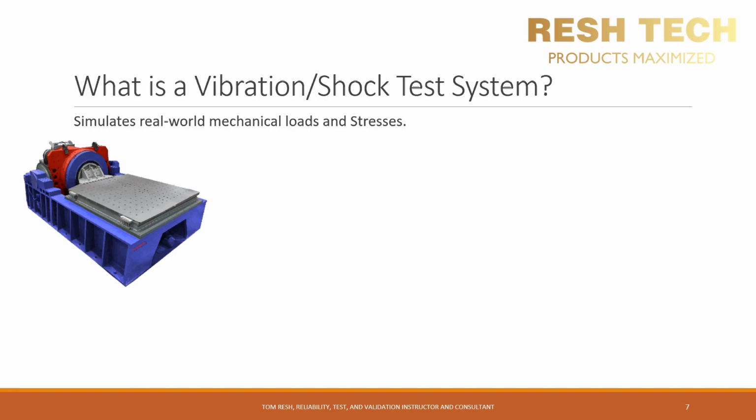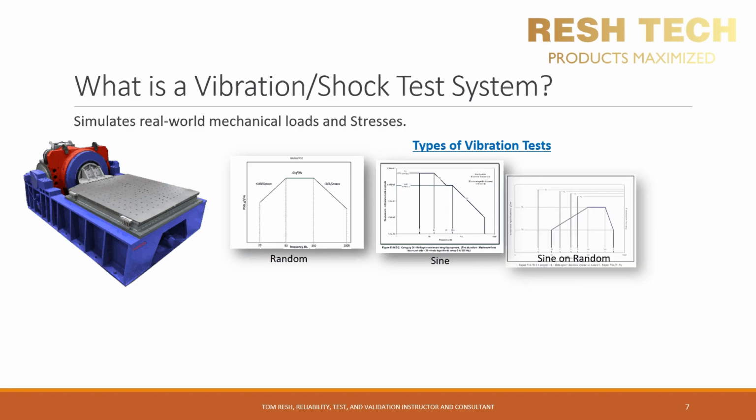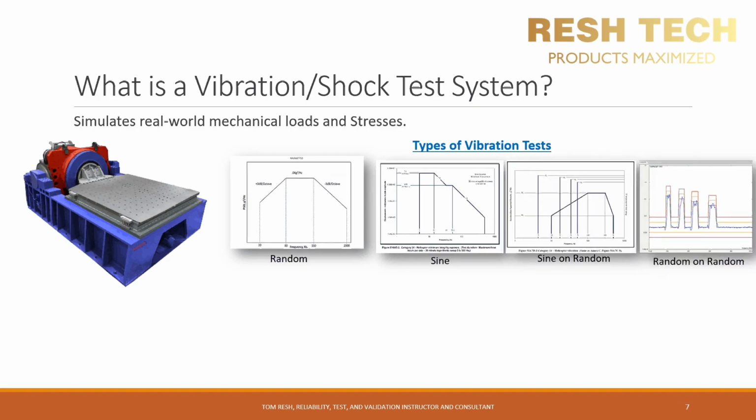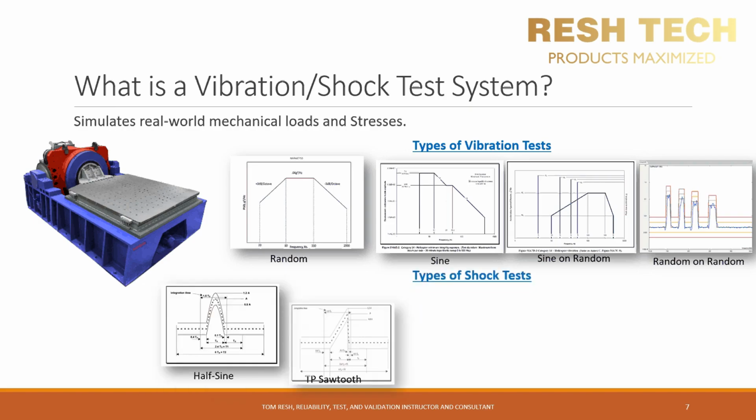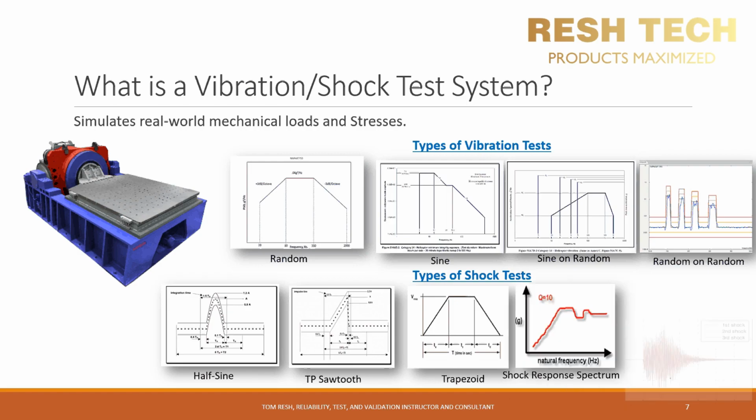Fortunately, we live in the modern era that has computers and signal processing, and we are able to create a multitude of different vibration and shock signals, including random, sine on random, and random on random. For shock, we can perform classical shock pulses such as half sine, terminal peak sawtooth, and trapezoidal, and we can also perform shock response spectrum, or SRS, and time replication shock.